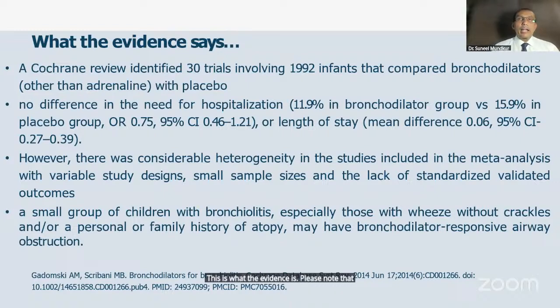This is what the evidence is. Please note that I read my Nelson Textbook of Pediatrics way back in 1995, so the 14th, 15th edition of Nelson. Now it is around the 22nd or 23rd, the latest edition.